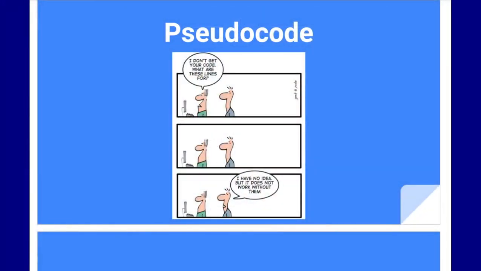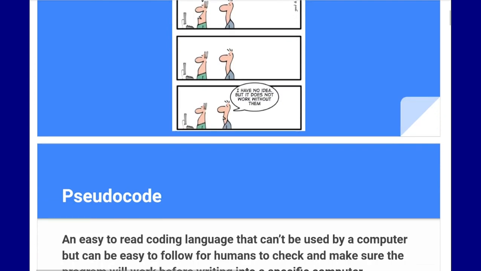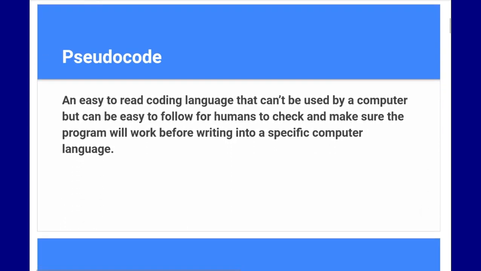Today's lesson, we're going to be looking at pseudocode. So what is pseudocode? Well, pseudocode is an easy-to-read coding language that can't be used by a computer, but can be easy to follow for humans to check and make sure the program will work before writing it into a specific computer language.